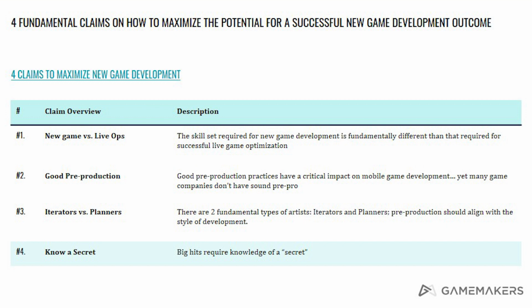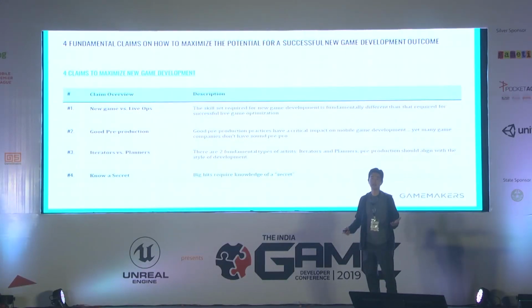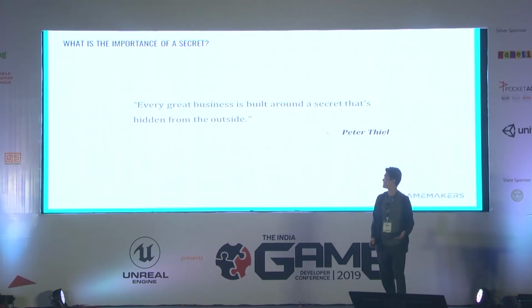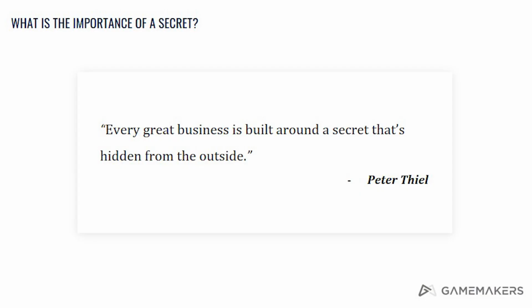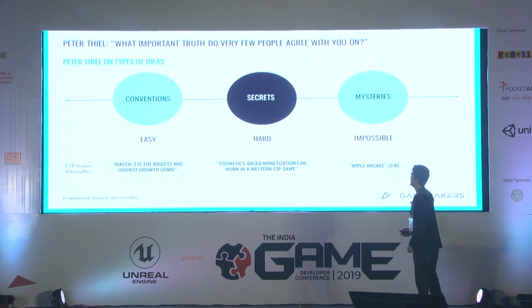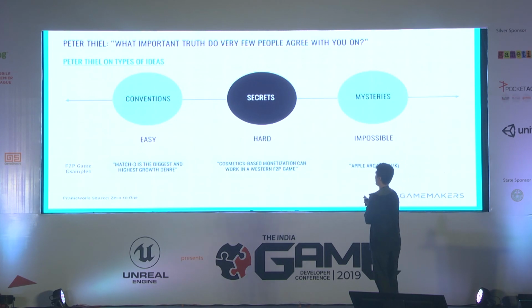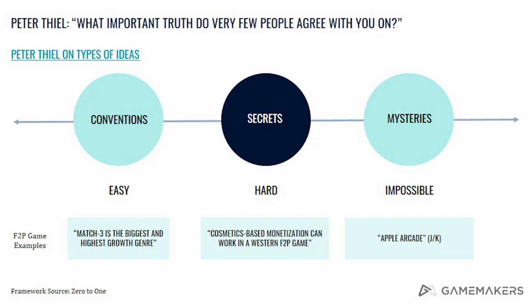Okay, so now I want to conclude with this last concept about knowing a secret. So what do I mean by this? Peter Thiel in his book also states, every great business is built around a secret that's hidden from the outside. And he talks about this framework around different types of ideas. There are conventions, and conventions are very easy to understand, right? In a free-to-play game, an example might be, well, match 3 is the biggest and highest growth genre, right? That's conventional thinking.